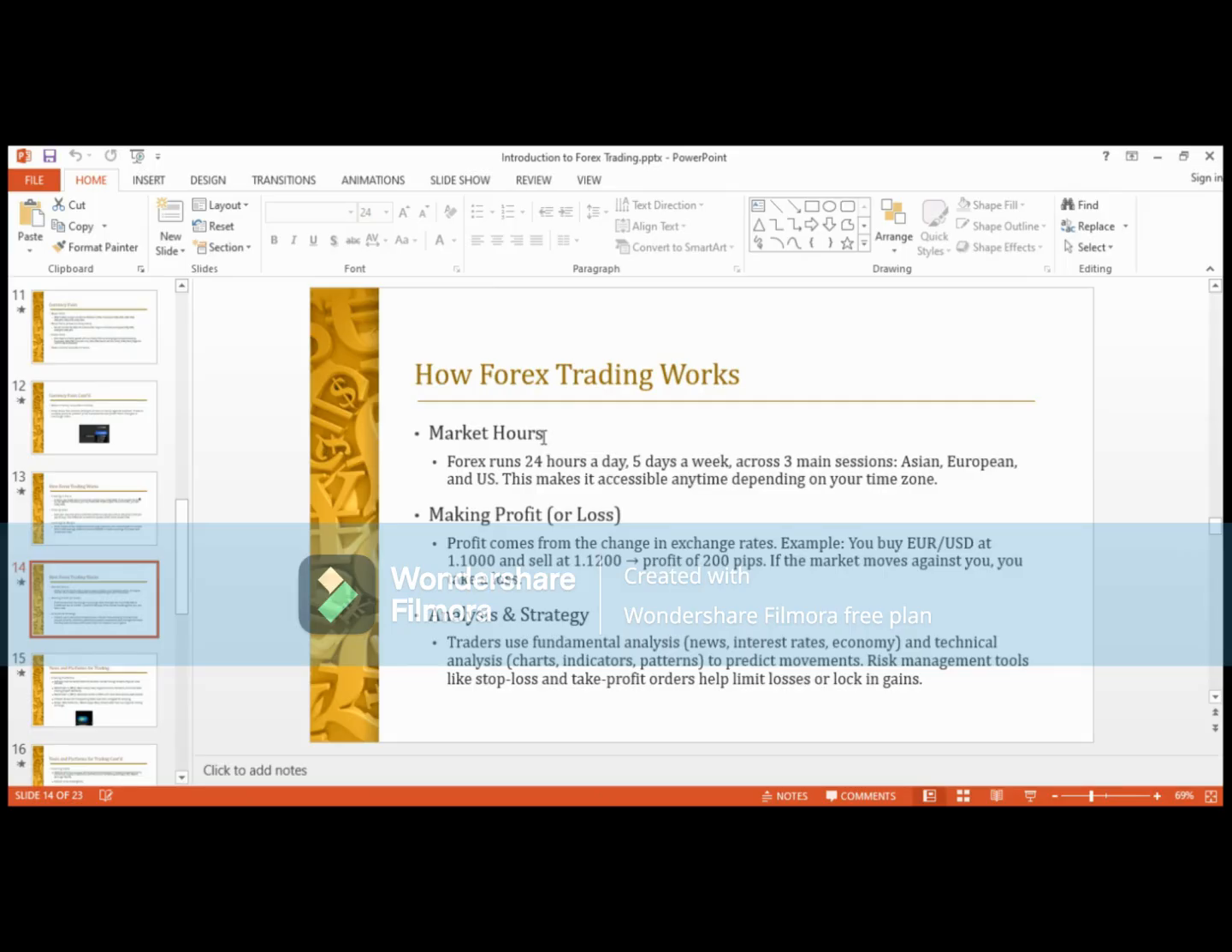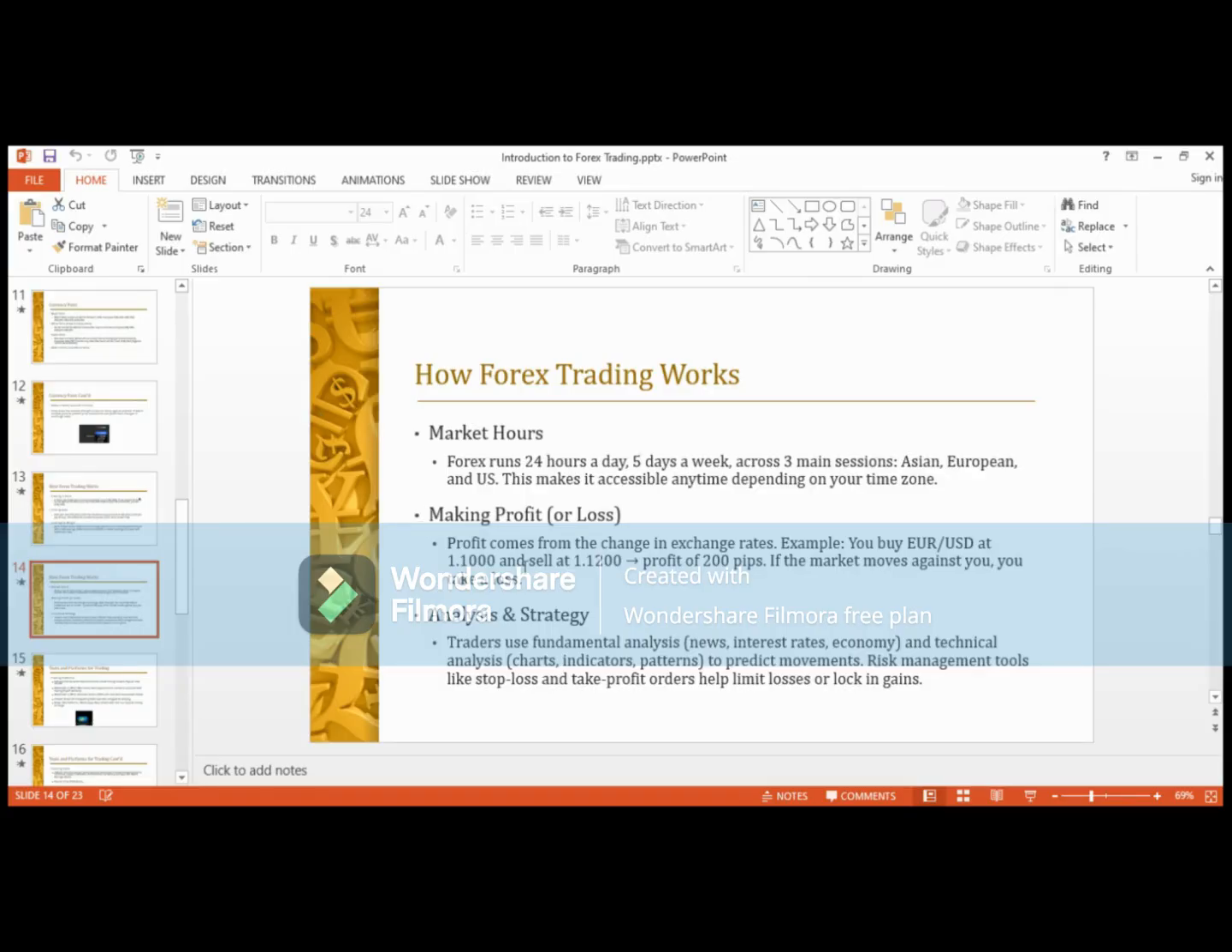We also have the making of profit or loss. Profit comes from the change in exchange rates. For example, you buy Euro USD at 1.1000 and sell at 1.1200, meaning there's a profit of 200 pips. If the market moves against you, you take a loss of 200 pips.